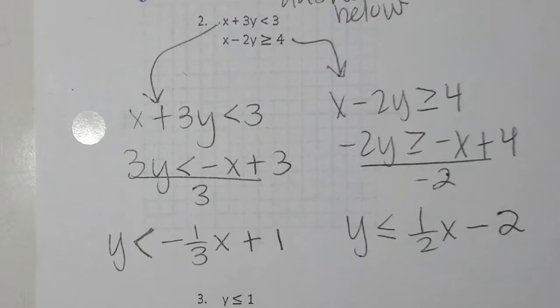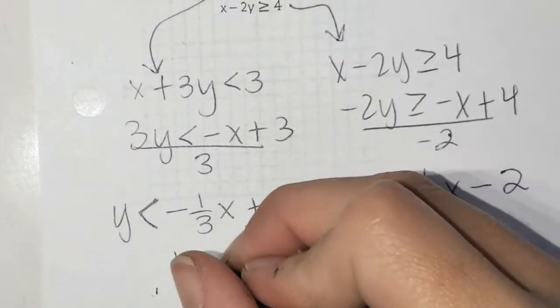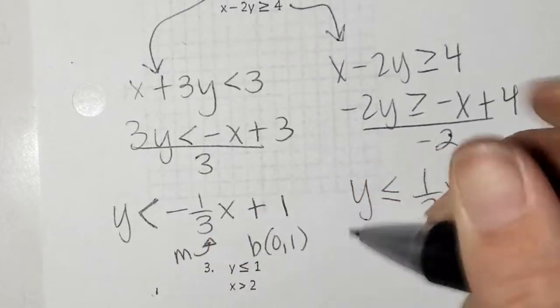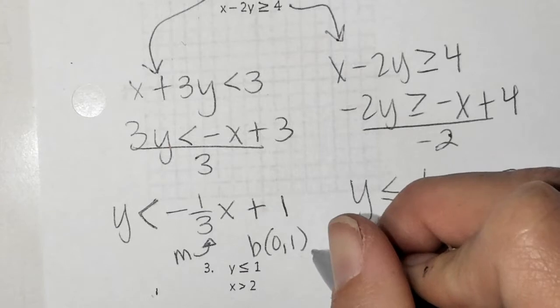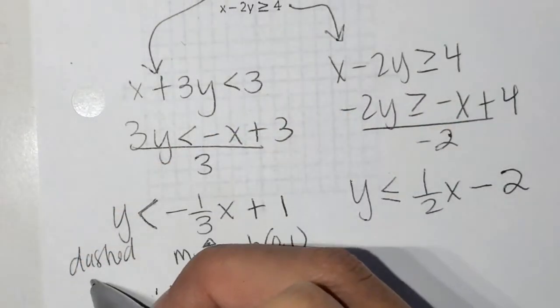Alright, Sierra, what's my slope in the first one? Good. And what's my y-intercept? Solid or dash? Good. And above or below? Very good.